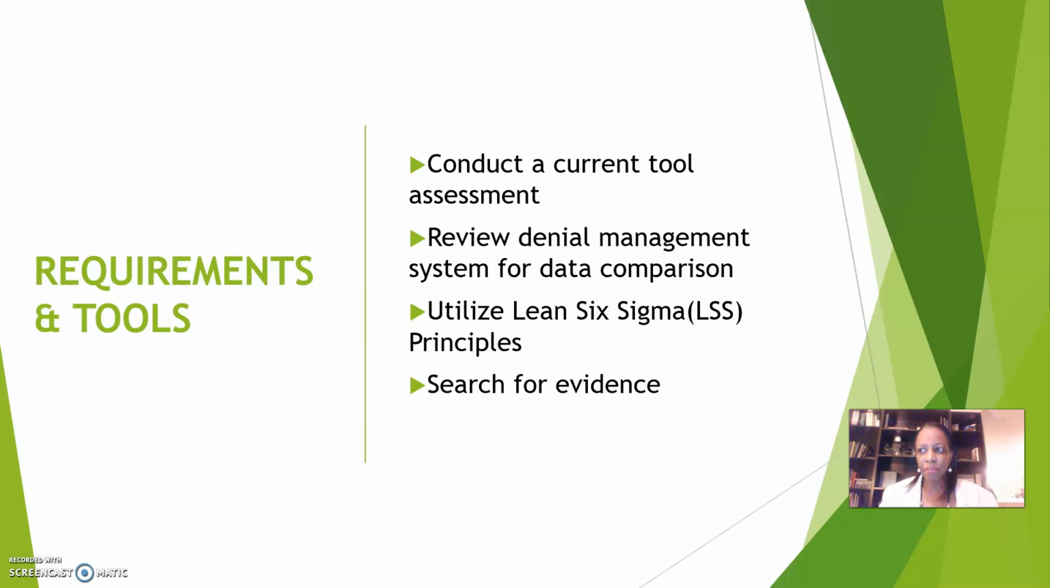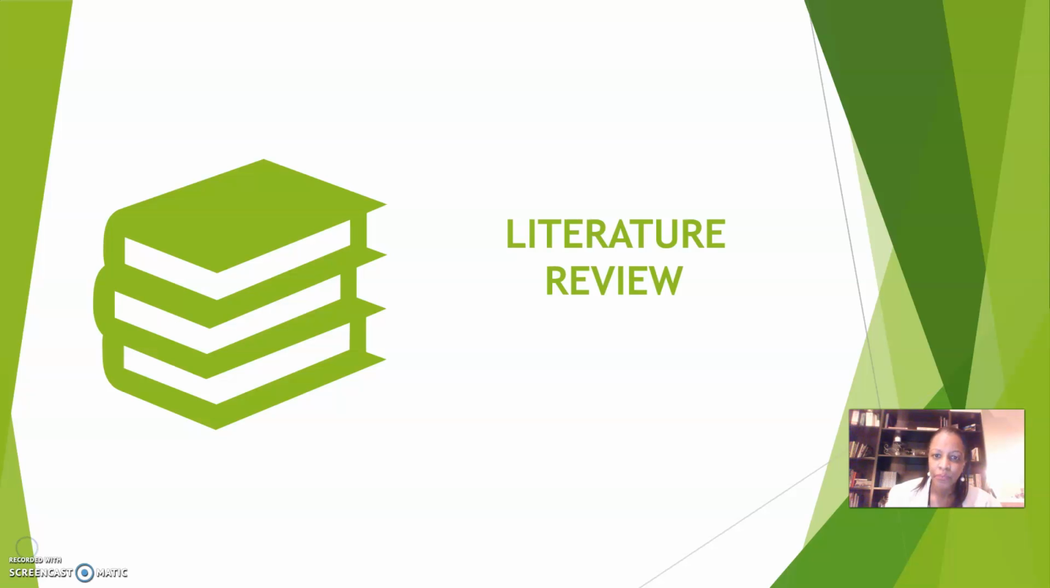Utilizing the Lean Six Sigma principle, we'll implement the DMAIC principle in order to define the current problem, measure it, analyze the opportunities and weakness, and improve current systems and implement controls to meet the required goals. And finally, we will search for evidence by utilizing the root cause analysis and using the confidence interval, which is a part of the Lean Six Sigma principle.